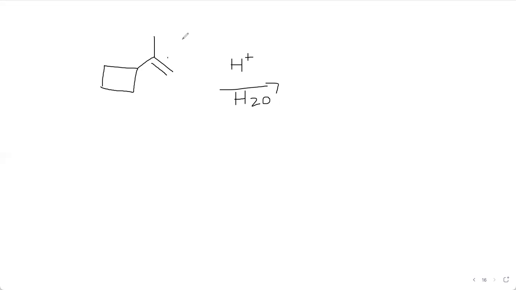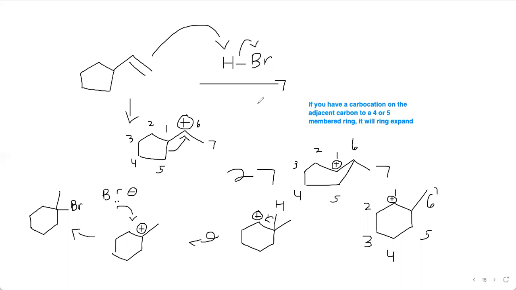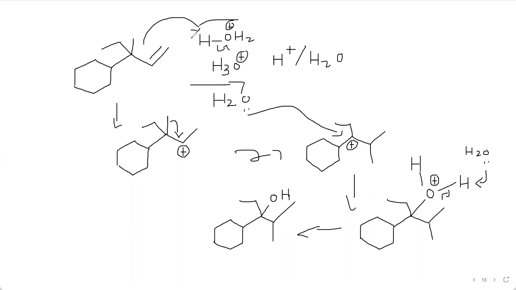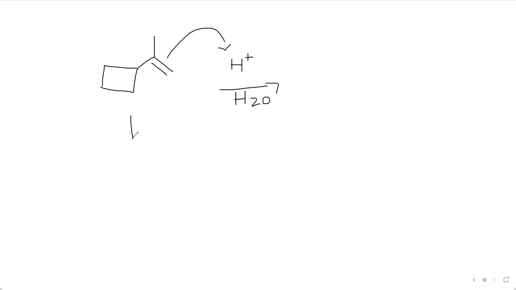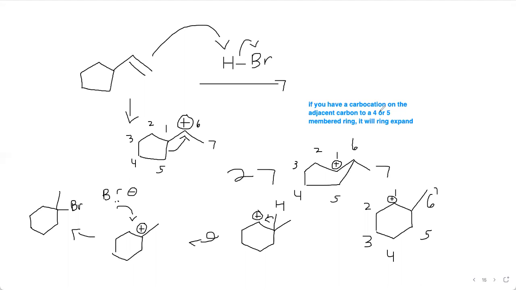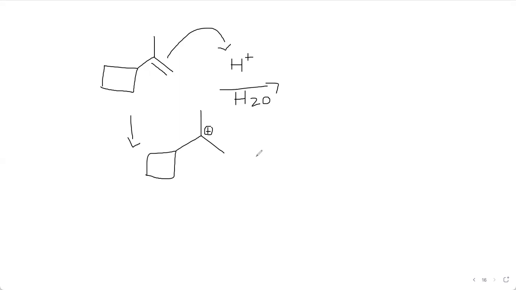The first step is always the double bond attacks the acid, right? Attacks HBr, or in this case, H plus. Or if we have H3O plus, then H3O plus. The double bond always attacks the acid whenever you have a carbocation reaction. So the carbocation is going to choose to go tertiary because it's not going to want to go primary. So even though it's tertiary, remember the rule. If you have a carbocation on the adjacent carbon to a 4 or 5-membered ring, it will ring expand. So even though it's tertiary, it's adjacent to a 4-membered ring, so it's going to ring expand.